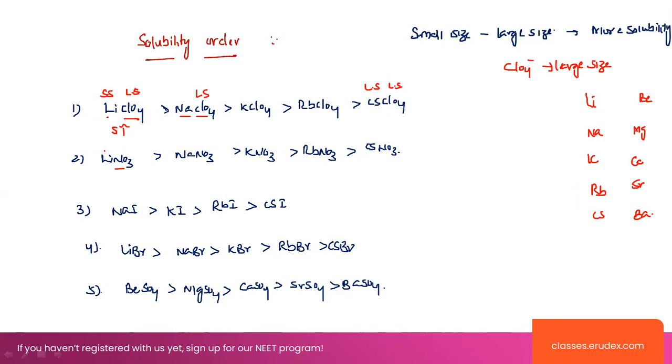Coming to this one, this is of small size and this is of large size. Here this is large size cation and large size anion, right? The small size cation and the large size anion will give you the more solubility order. Coming to the next one, here it is small size and large size of anion. Yes, here it is large size and this is large size. So solubility order will be decreasing here.